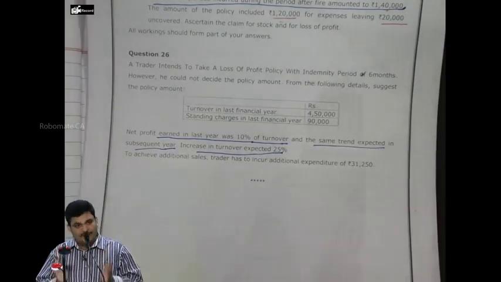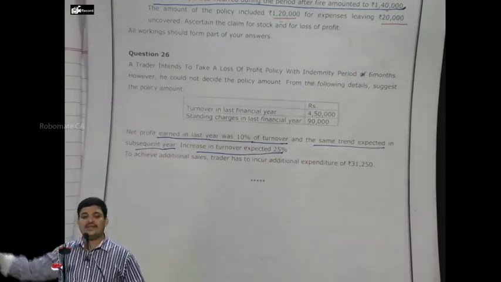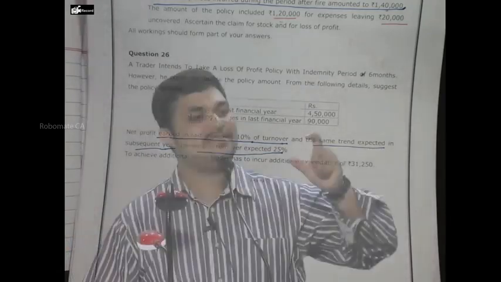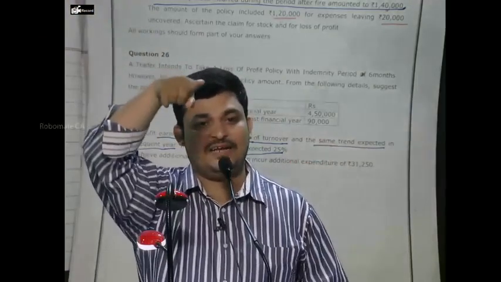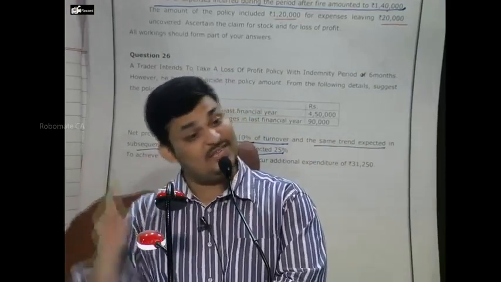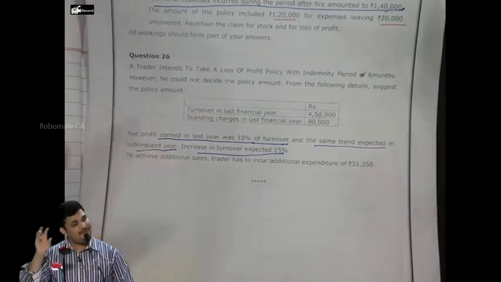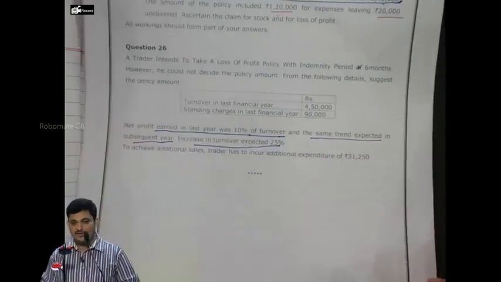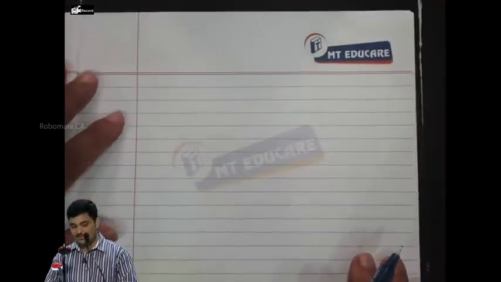What is the net profit ratio in a year? It will not have any relation with the next year's net profit ratio or any other year's net profit ratio, because net profit is nothing but the gross profit minus standing charge, which is fixed for all the years, correct? So net profit earned in last year 10%, that is true. Same trend expected in subsequent year. Now the profit ratio that remains the same is the gross profit ratio. That is the only area that you should be knowing. It is not that the net profit ratio will remain the same next year also.